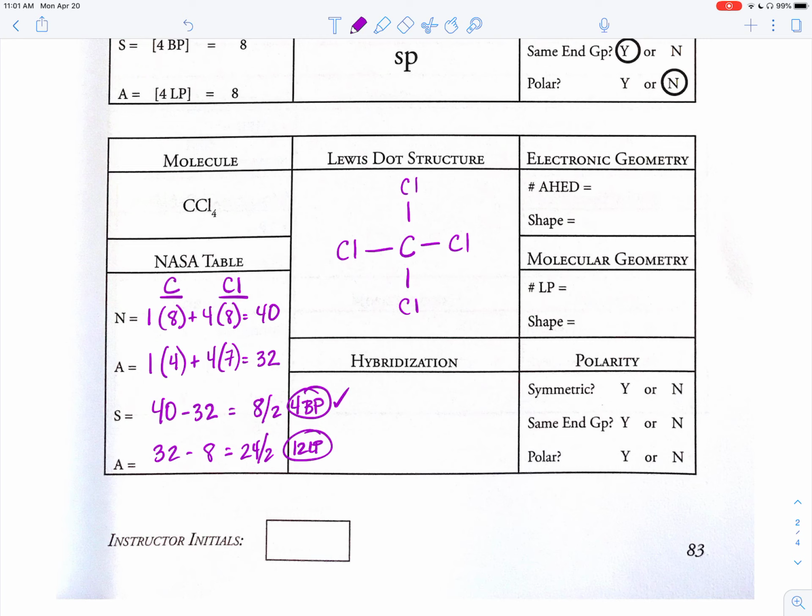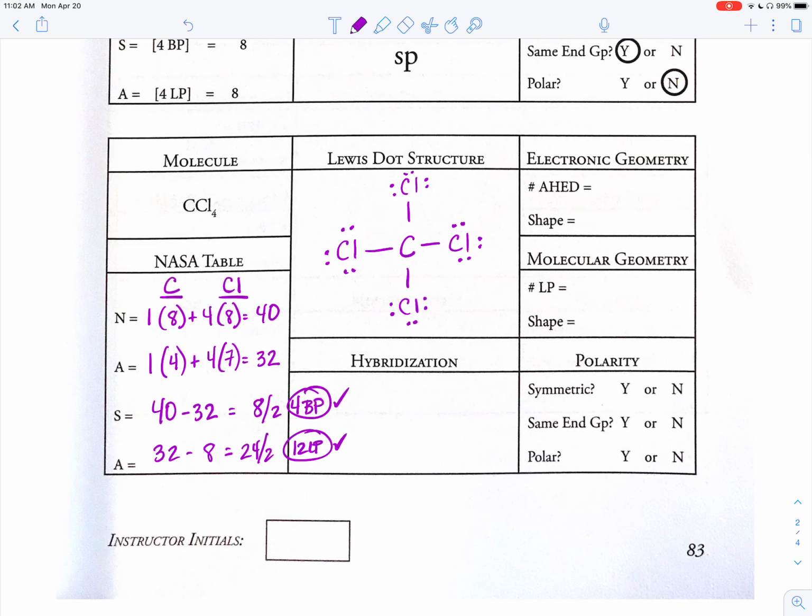What about the lone pairs? We have 12 lone pairs, and we check with the center atom first. It already has an octet, so we move on to the end groups, or the atoms that are attached to those bonds. It turns out that each one of these chlorines requires 3 more lone pairs, which totals up to 12. That gives us the completed Lewis dot structure, so we are done with that.